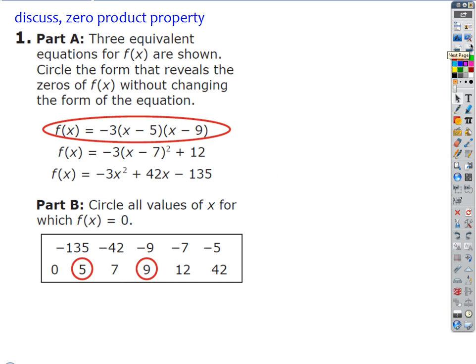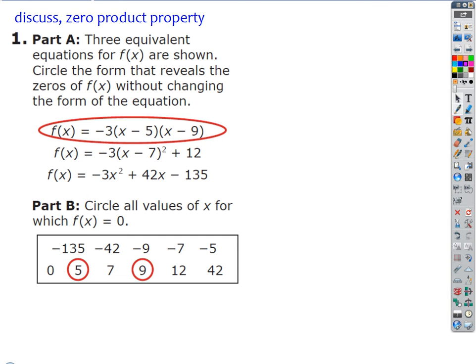Okay, let's see. This is a real quick one. So 3 equivalent equations are shown here. So Ariel, what are we going to do with this? These are all the same, they're equivalent equations for f of x, different ways of writing it. We want to circle the form that reveals the zeros of f of x without changing the form of the equation. So which one of those gives us the zeros of the function? Think what the zeros are.